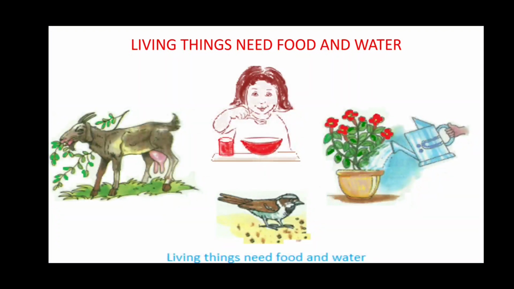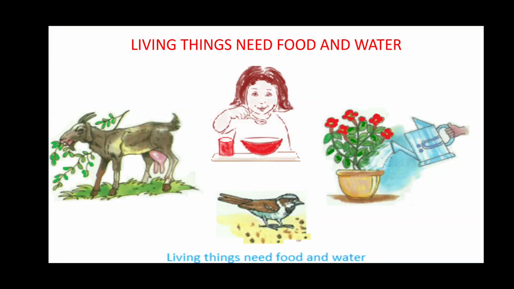Next characteristic is that living things need food and water. All living things need food and water for their growth. The mode of taking food varies from one group of organisms to another. Green plants prepare their food by the process called photosynthesis, in which they use carbon dioxide and water in the presence of sunlight and chlorophyll.